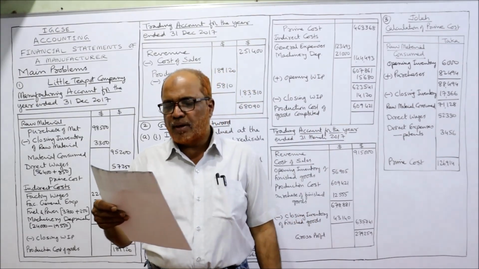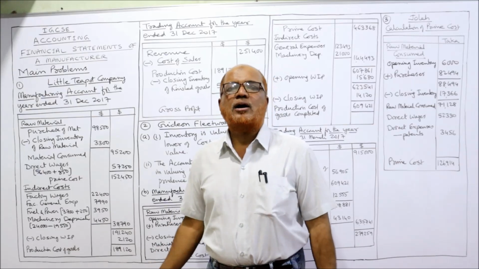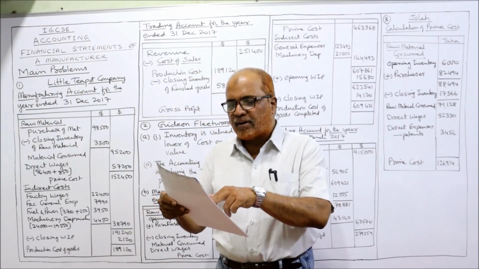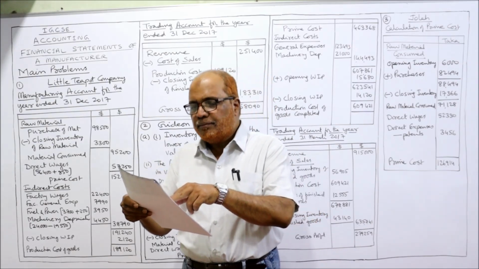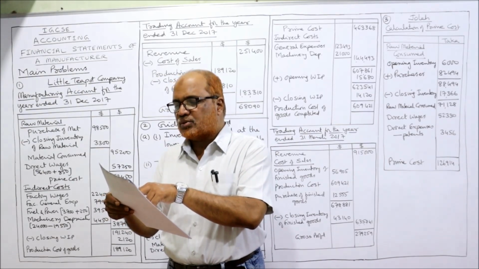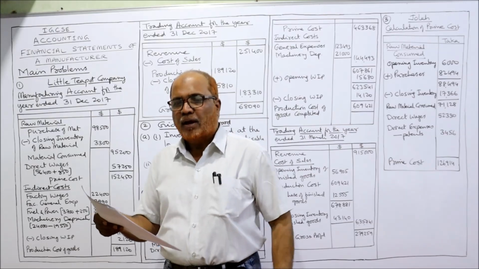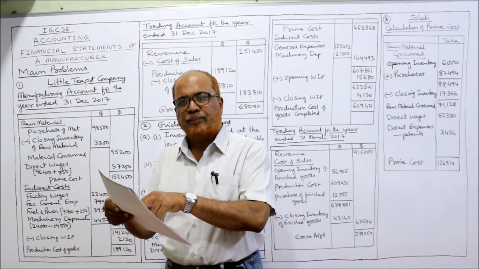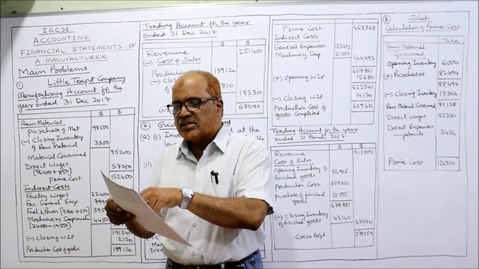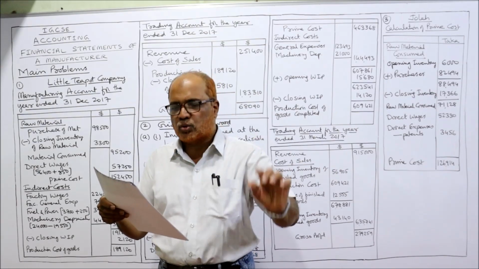Some additional information. Fuel and power accrued amounted to 250. Accrued means due but not paid. So how much are the fuel and power charges already paid? It is given: factory fuel and power 3,700. So 3,700 already paid. And how much is accrued? 250. So this 250 we will add to 3,700. So 3,700 paid and 250 due. We add both and take the total.